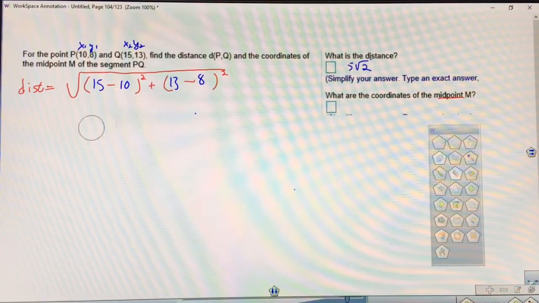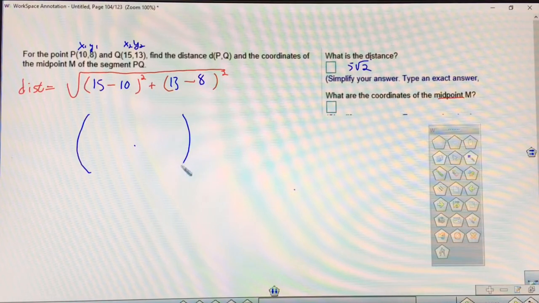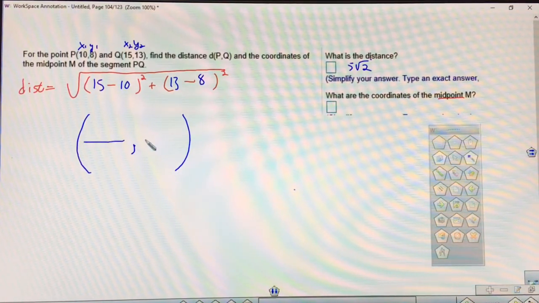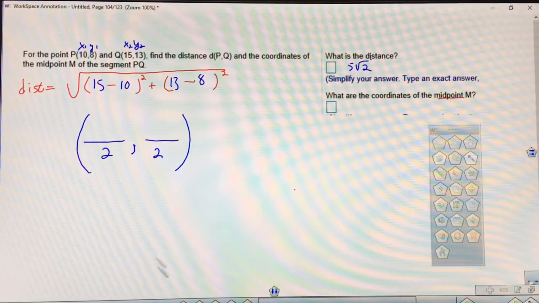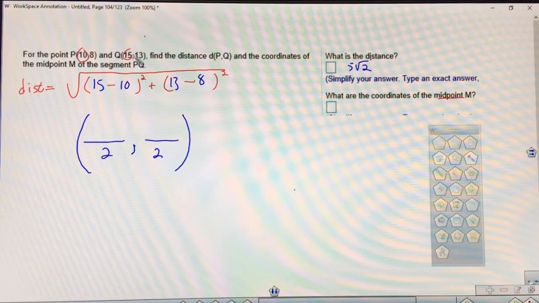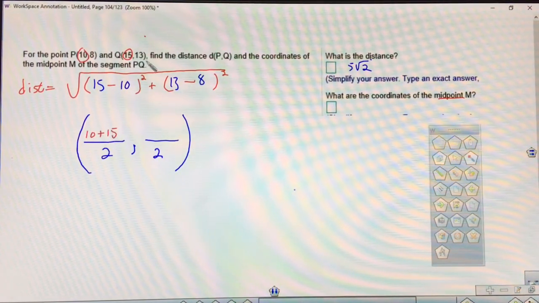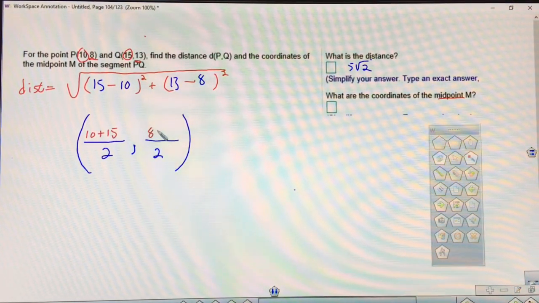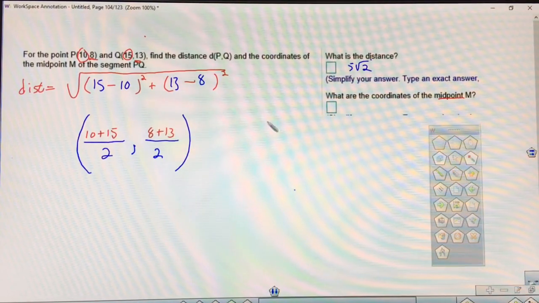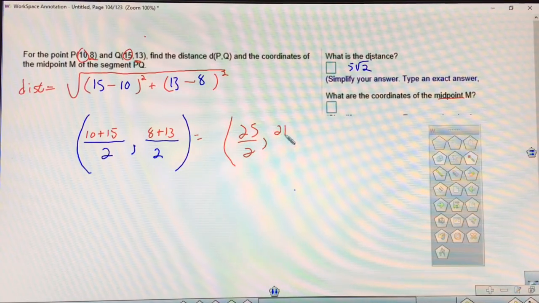The midpoint is another formula. It's going to be a big coordinate over 2. So the x value and the y value get divided by 2. Sometimes they simplify pretty nice, sometimes they don't. And now I'm going to add the x values, 10 plus 15. And I'm going to add the y values, 8 plus 13. And we can see that's going to be 25 over 2. And this is going to be 21 over 2. And that's my answer. You type it in just like that.